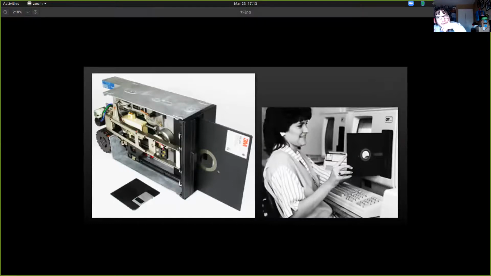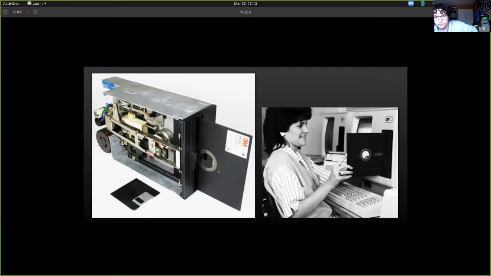Floppy disks. Yeah, exactly. I have some of them sitting around here too. I'm just not quite sure where I put them. Yeah, so these are floppy disks.